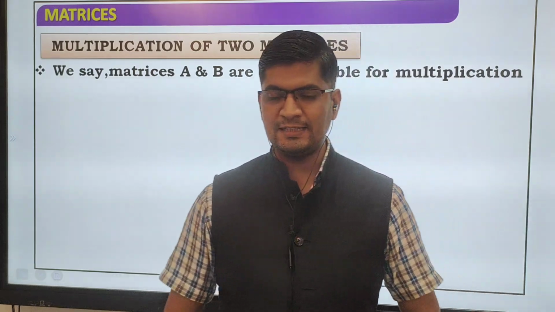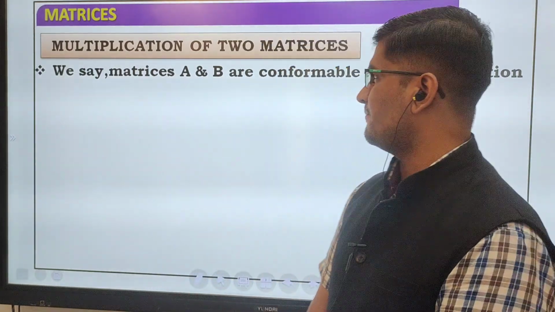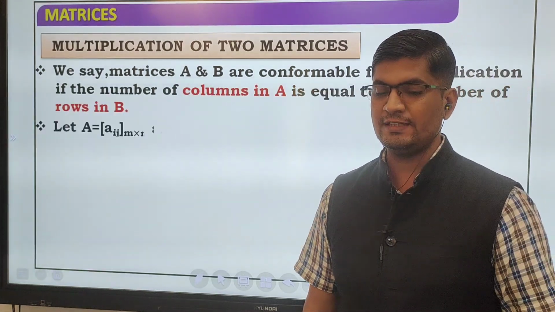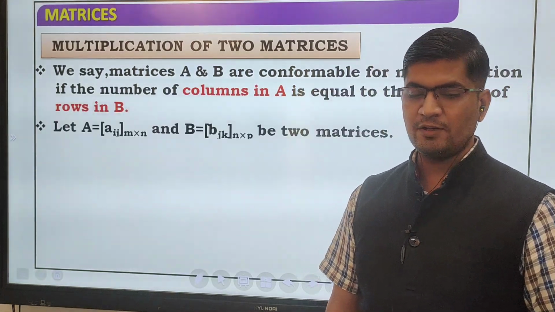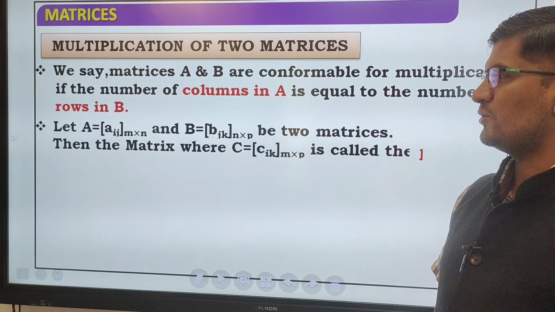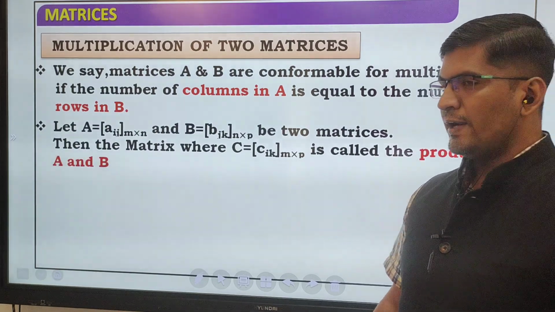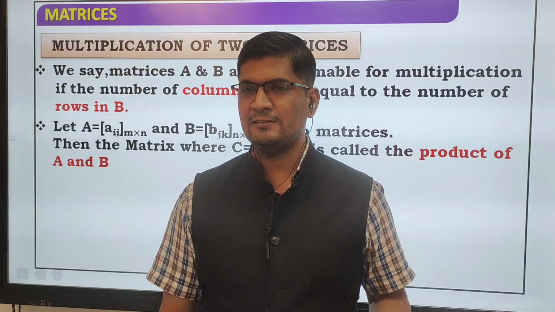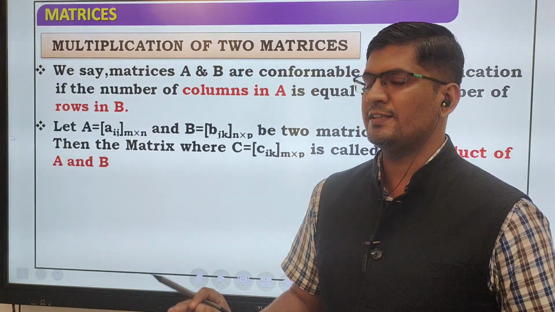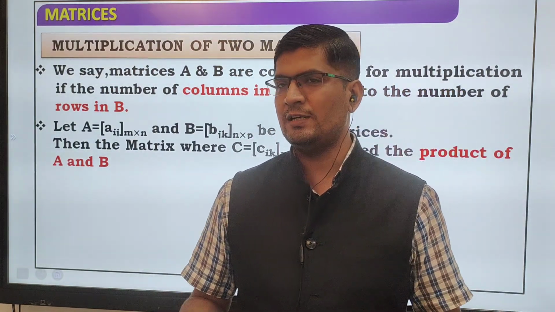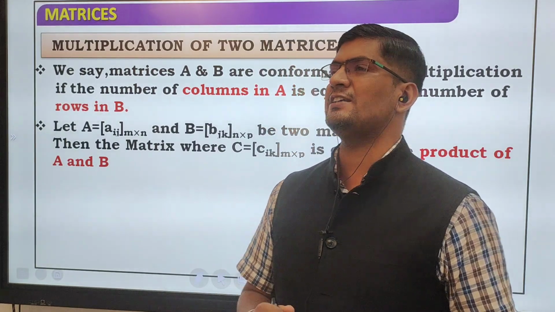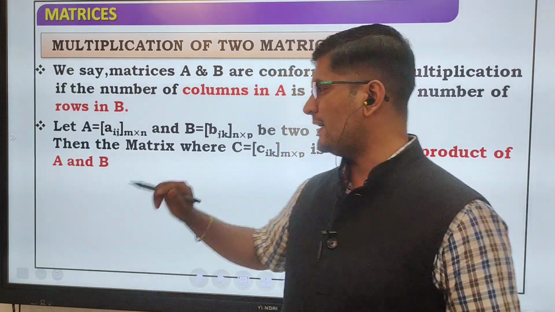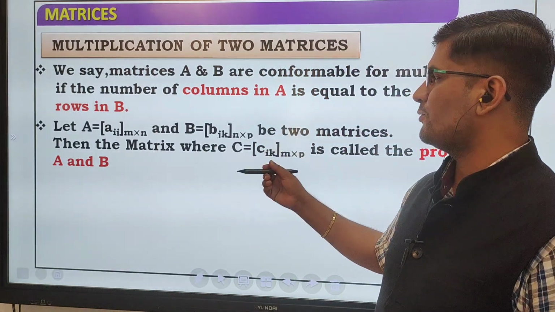We say matrices A and B are compatible for multiplication if the number of columns in A is equal to the number of rows in B. Yes or no? Whenever a question is given on the basis of multiplication, or it says you have to add, subtract or multiply, we have to check whether multiplication is possible or not. If the multiplication is possible, then we have to do the multiplication.